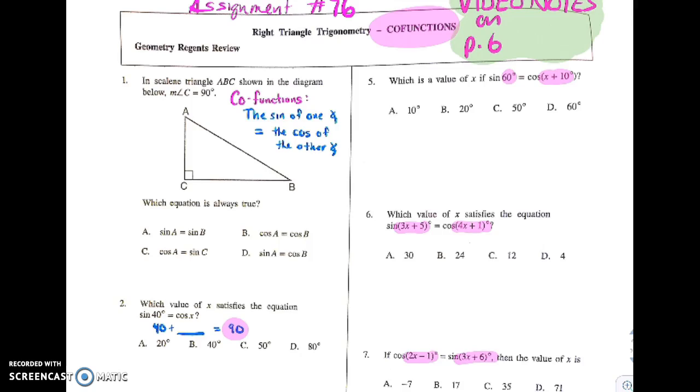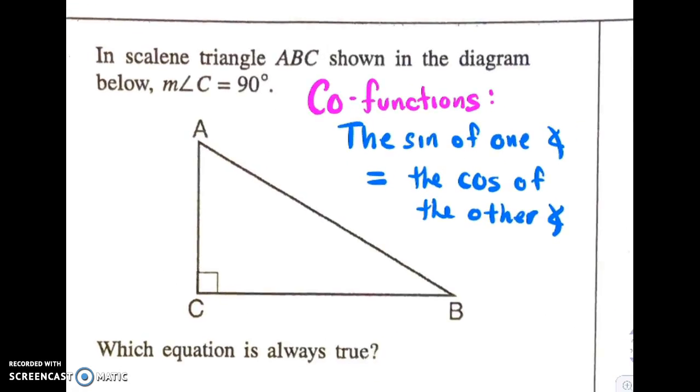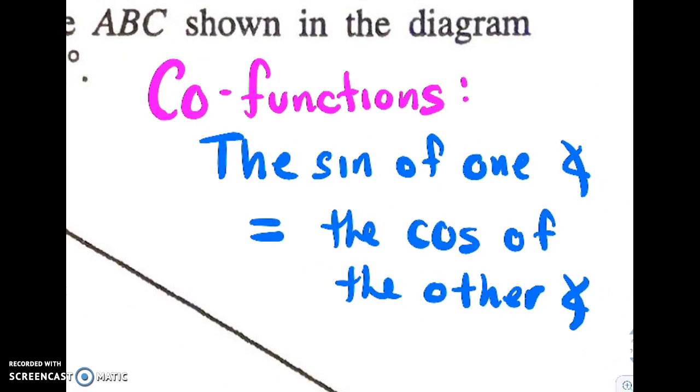Okay, so cofunctions on page 6. Cofunctions, instead of even explaining it or giving notes, the first question does that for us. So cofunctions, jot this down. The sine of one angle equals the cosine of the other.